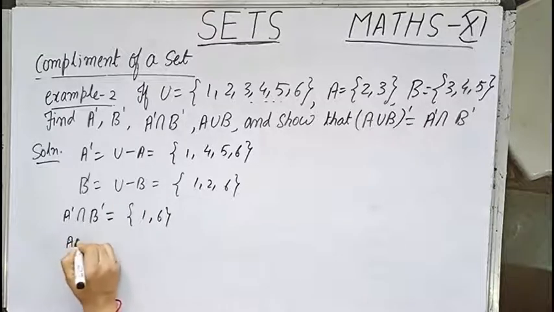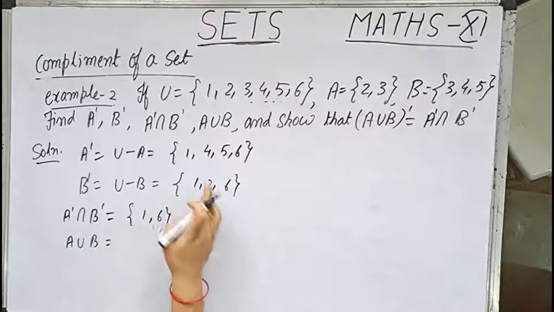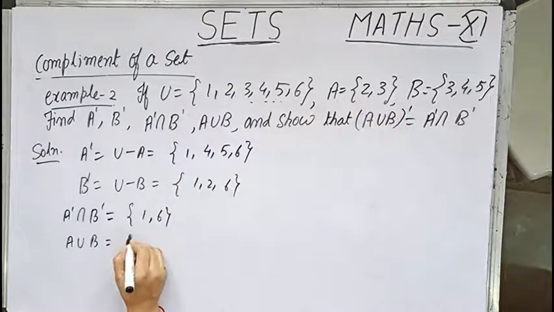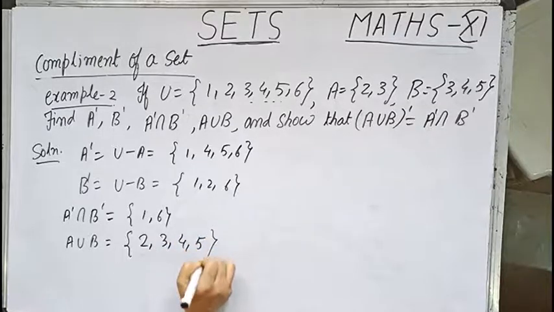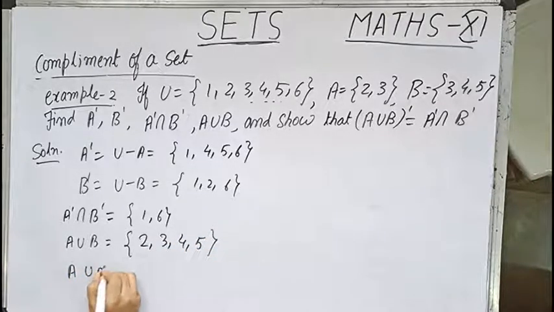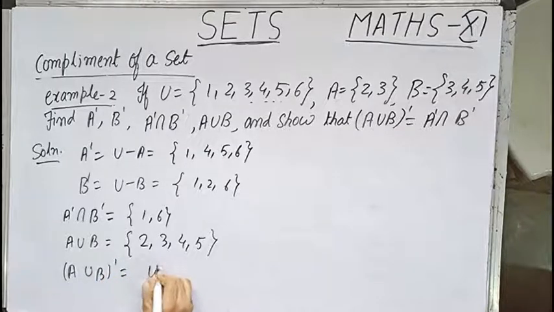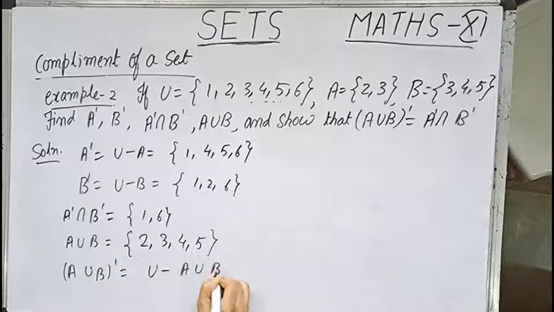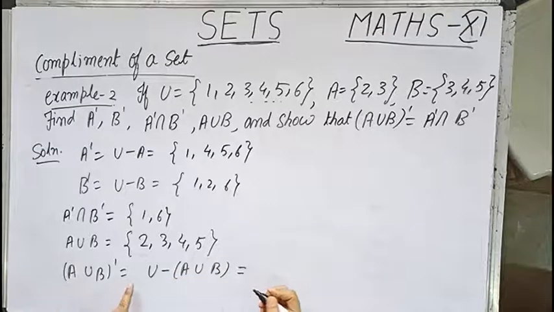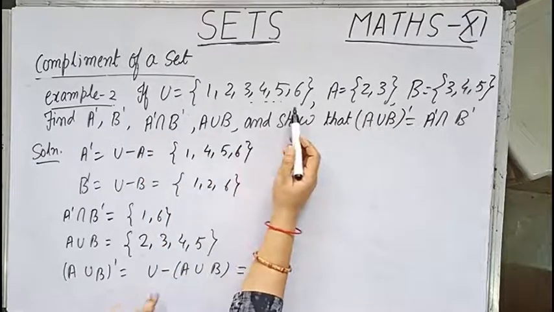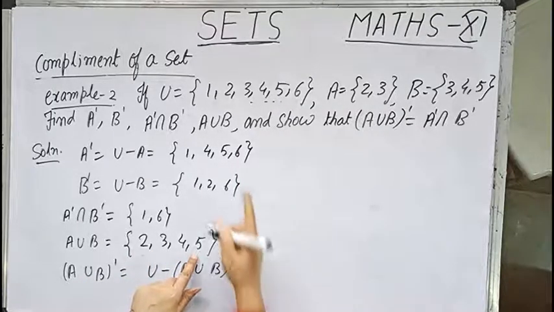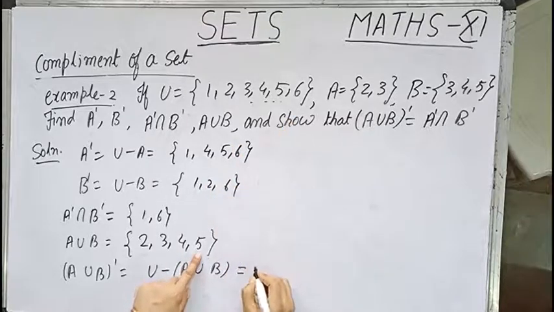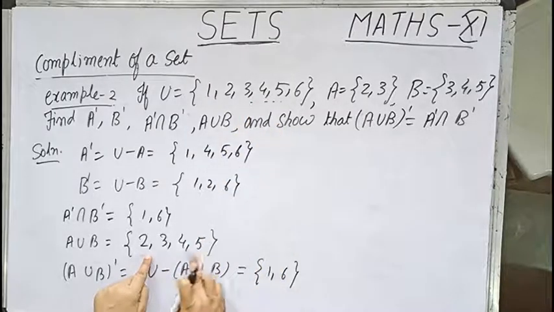Now A union B. The union of these two will be equal to the set containing 2, 3, 4 and 5. Also, (A union B) whole complement is equal to U minus (A union B). So this will be equal to U, which is 1, 2, 3, 4, 5, 6, minus A union B, which is 2, 3, 4, 5. So this will be equal to 1 and 6.